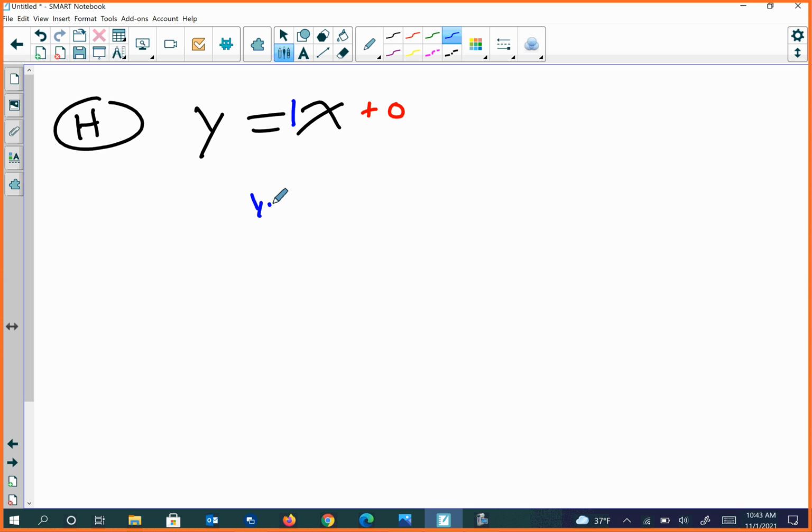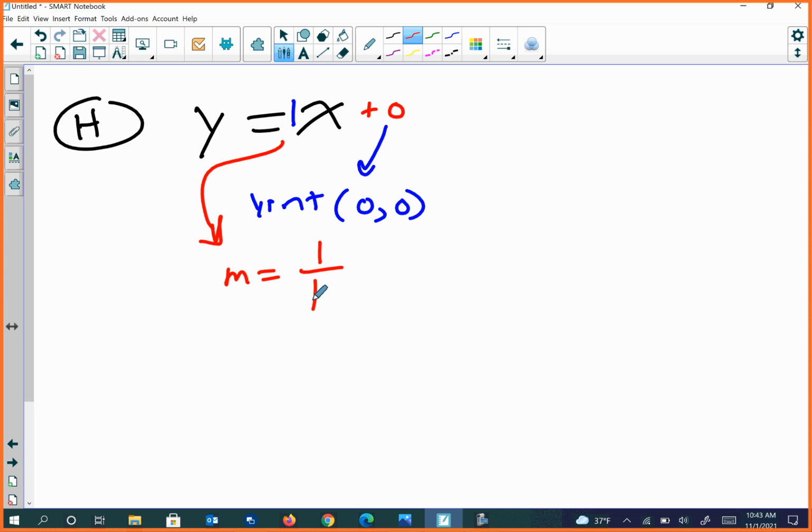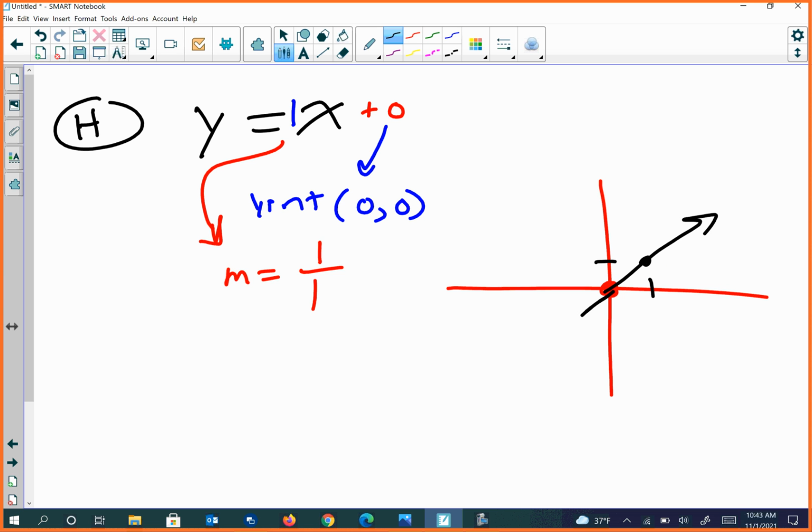So then my y-intercept is going to be 0, 0. And then my slope, I'm going to make 1 a fraction, so I put 1 over 1. Okay, so if I graph this, my y-intercept's right here. My slope is up 1, right 1. So that's our most basic linear equation.